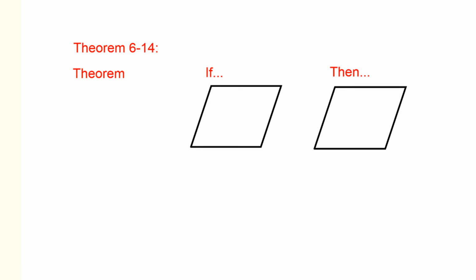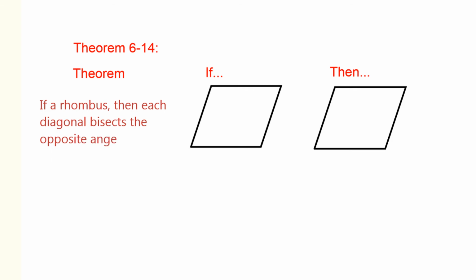Our next theorem, 614, again it does not have a name. It still deals with the rhombus. So if a rhombus, then each diagonal bisects the opposite angles.